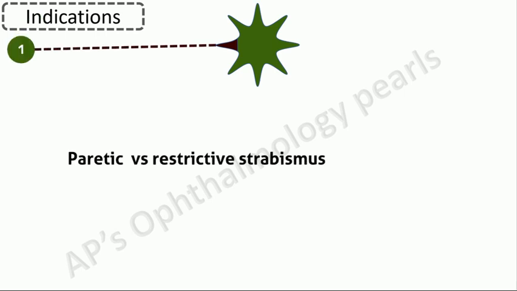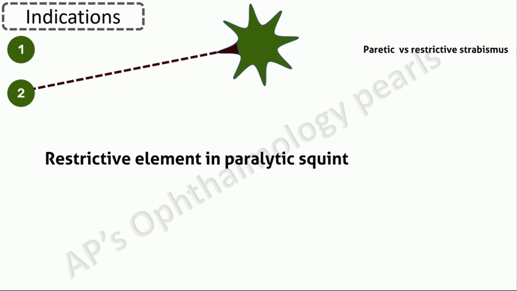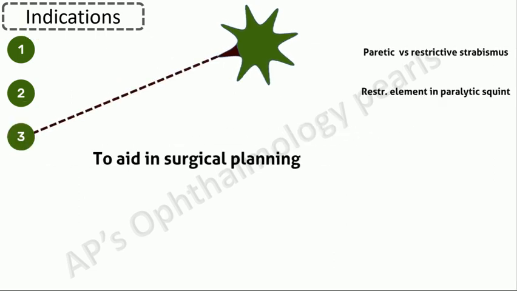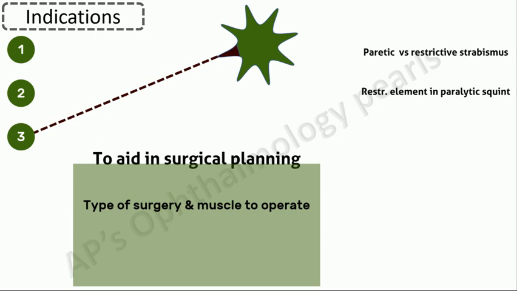To differentiate a paretic from restrictive strabismus, I will leave a table of the important causes of restrictive strabismus on the last slide. To determine the presence of a restrictive element which may have developed following a prolonged paralytic squint. To aid in surgical decision planning, the type of surgery and the muscle on which to operate can be better planned based on the results.